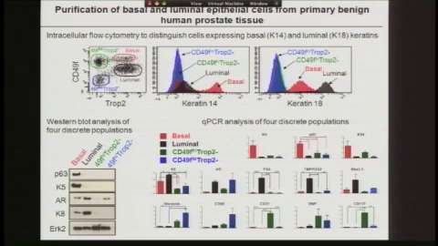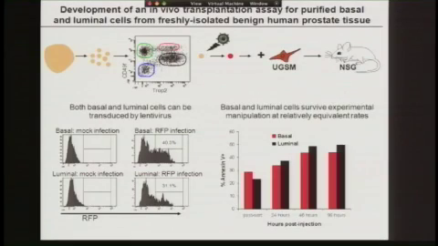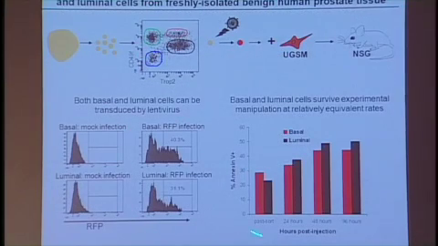So in order to show that, you have to separate populations and do Western blots, PCR, and in this case, intracellular FACS for the right cytokeratins. And all that was done, and I can tell you that we have a very clean basal stem cell population separated from the luminal cells. When we take those cells and ask which of them are able to be infected with lentiviruses and then survive that, the answer is both the basal and the luminal cells can be infected, and both of them can survive for reasonable periods of time. So we're not looking at a selective loss of cell viability.